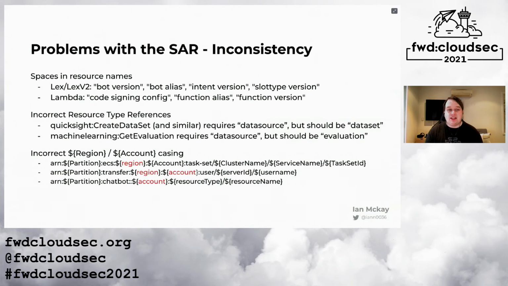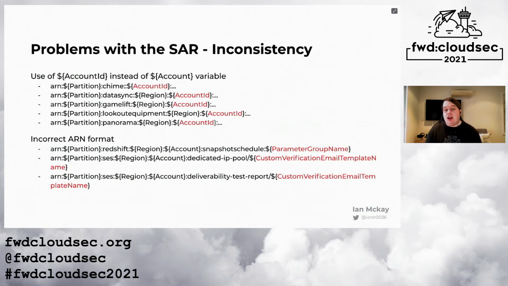There's lots of inconsistency within the SAR. So there are spaces within resource names, like bot space version or function space alias. There are often incorrect resource type references, like QuickSight CreateDataSet requiring a data source. And there's often incorrect region casing, like a lowercase region or a lowercase account. We can see the account ID variable being used instead of the account variable, as is documented in the IAM policies. There are sometimes incorrect ARN formats altogether, like a snapshot schedule requiring a parameter group name, or a dedicated IP pool requiring an email template name. And these inconsistencies can lead to issues if you're using this data set as a source of truth for yourself.